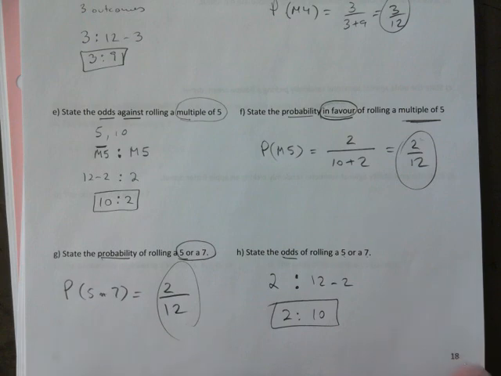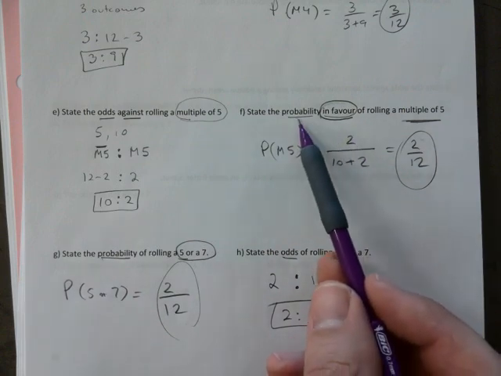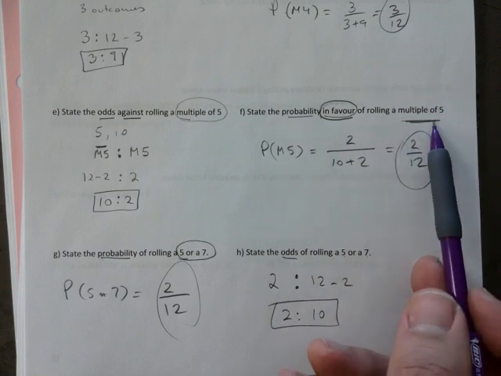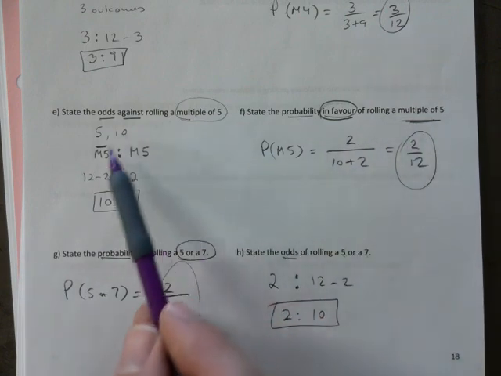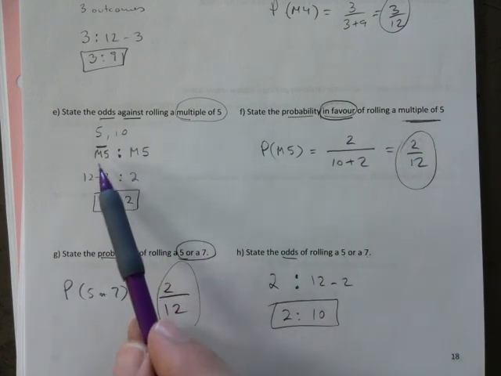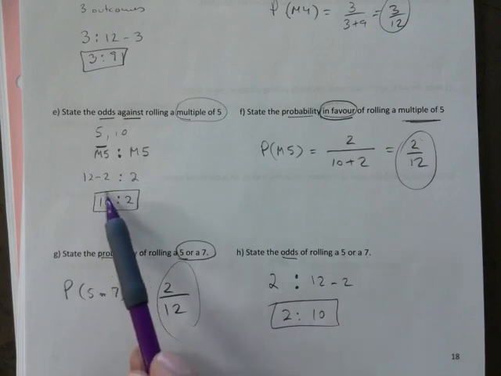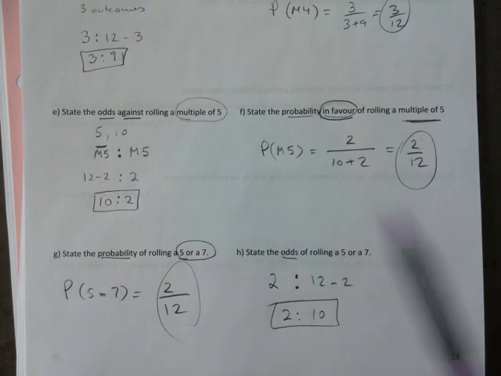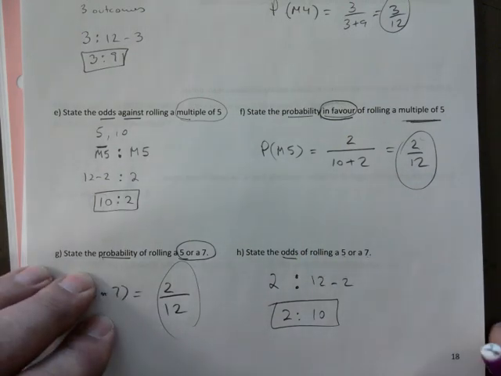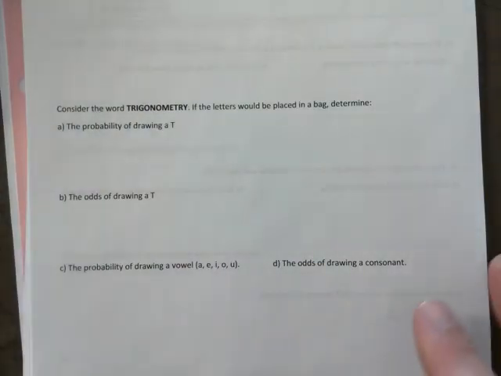So keep in mind, I just want to add, this could have said the probability against rolling a 5. Then you would have taken, right, the against part, which is 10, right? The not getting a multiple of 5, so it'd be 10/12, right? So just read carefully and you'll be okay. Let's go to 20 here.